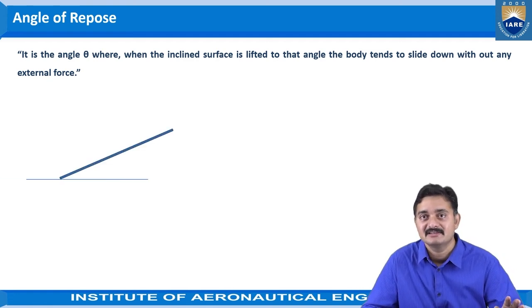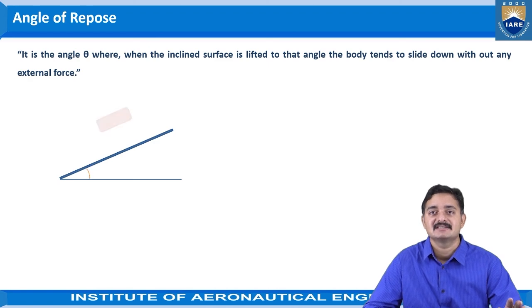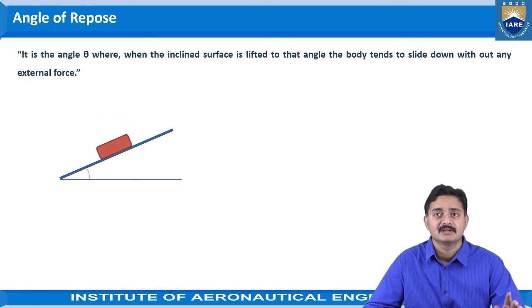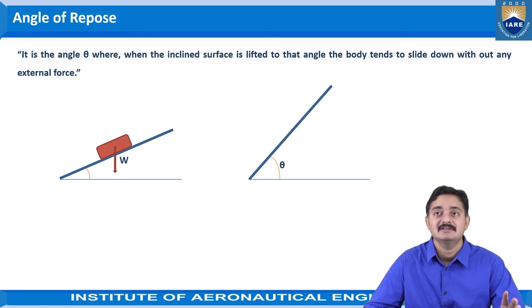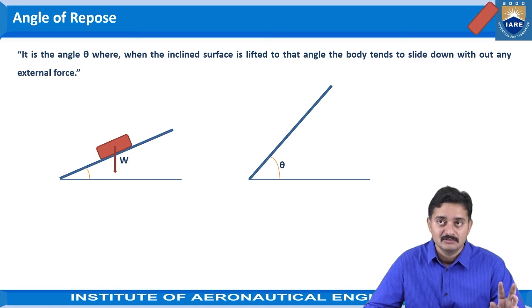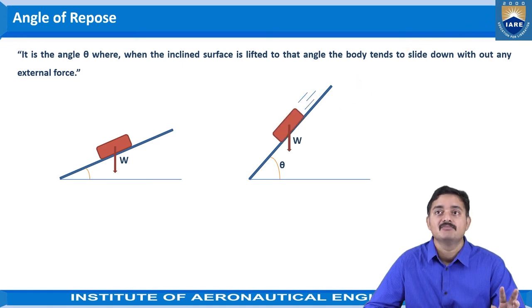So this is the inclined surface which we consider, inclined at some angle to the horizontal, and an object is placed here. And the weight of the object will always act vertically downwards. When we increase this inclination, then what happens? The object starts to move downwards because of its own weight, right? So this theta angle is called the angle of repose.